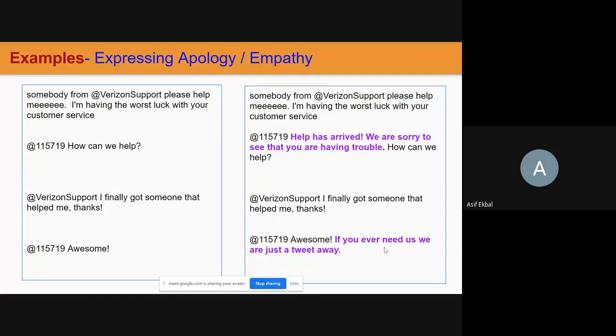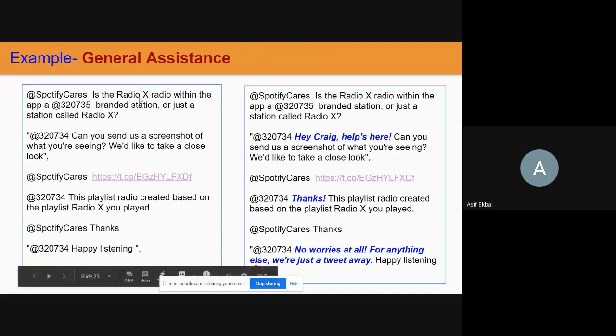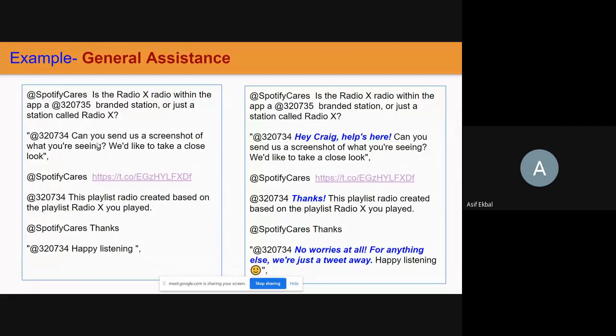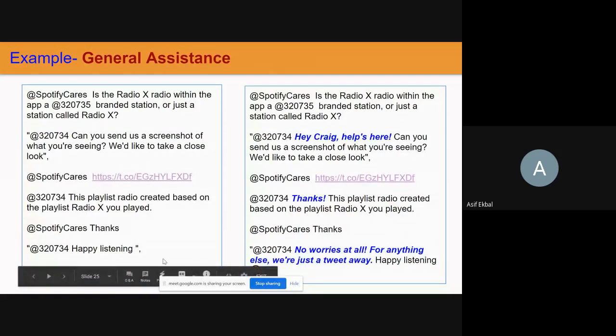Okay. Now let's say another interaction. In the left part, you can see that again there is a problem the person is facing, contacting a particular bot, and the bot is saying, "Can you send us a screenshot of what you are seeing? We'd like to take a close look." Now in the right-hand side, rather than saying that, the bot says, "Help is here." So you are now here to assist the person. Then if you simply reply like this, happy listening.